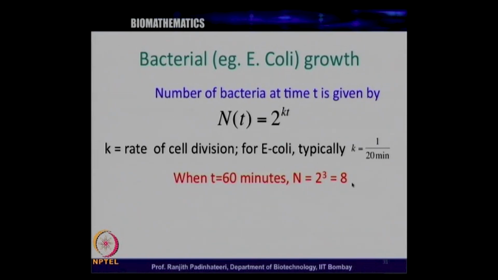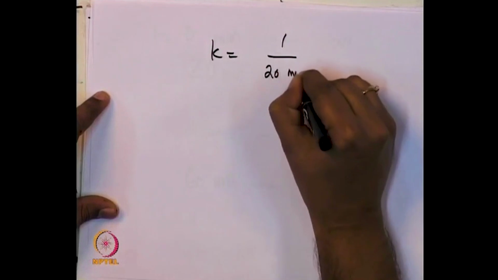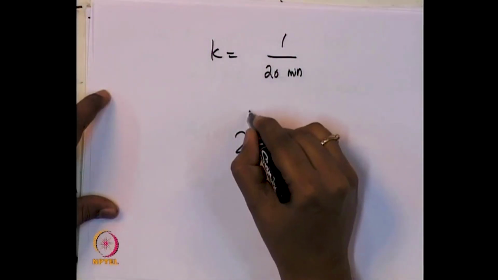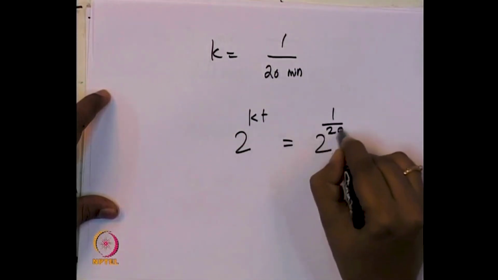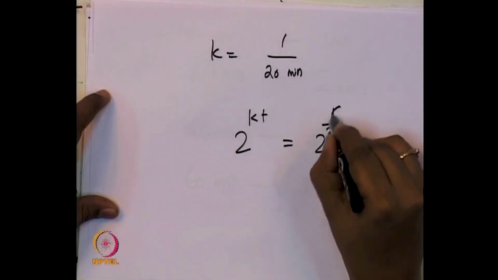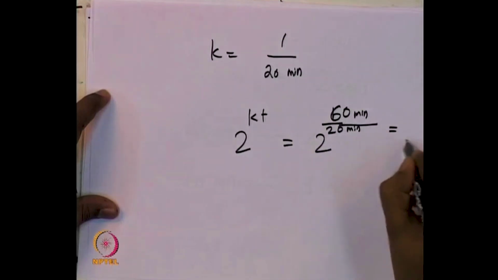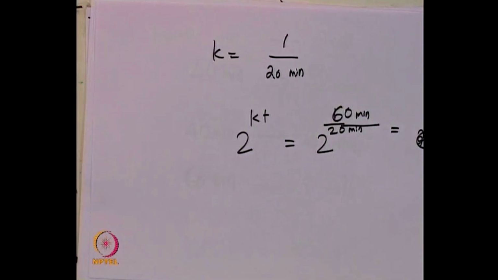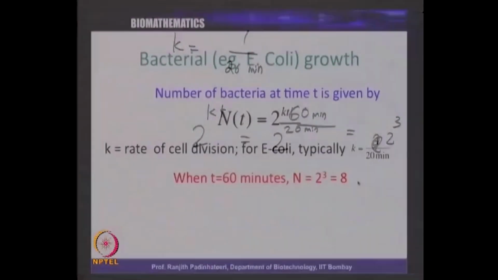Let us understand this a bit more. We said k is 1 over 20 minutes. So, 2 power k t is 2 power, with k equal to 1 over 20 and t equal to 60 minutes. So, 60 minutes by 20 minutes you get 2 power 3. This is the way you got this 2 power 3 here. So, when t equals 60 minutes you have 2 power 3, 8 cells.